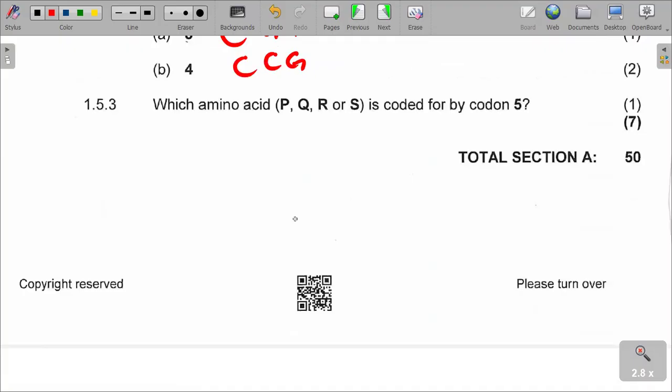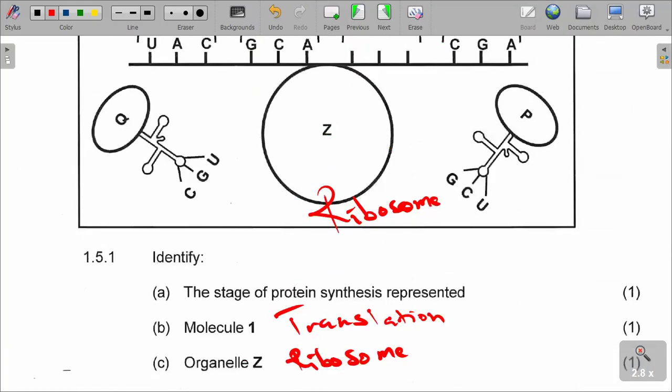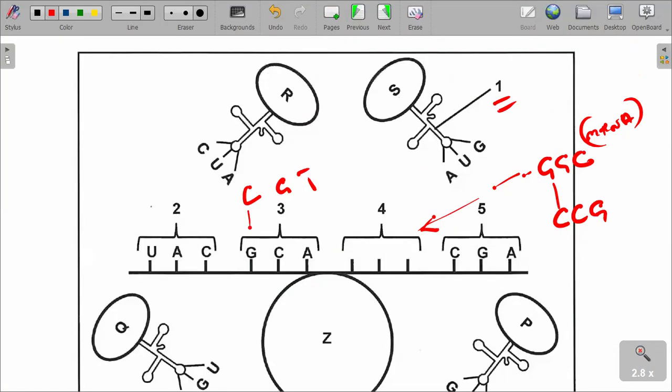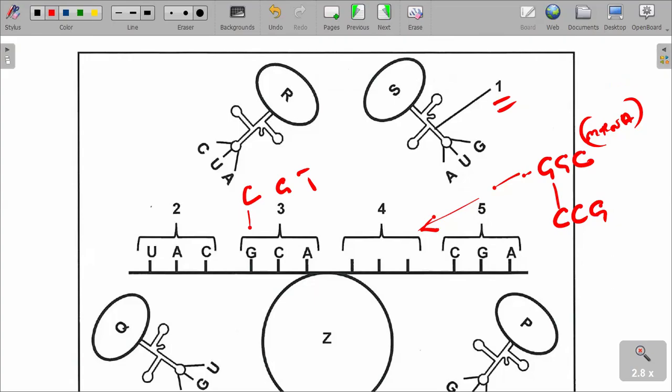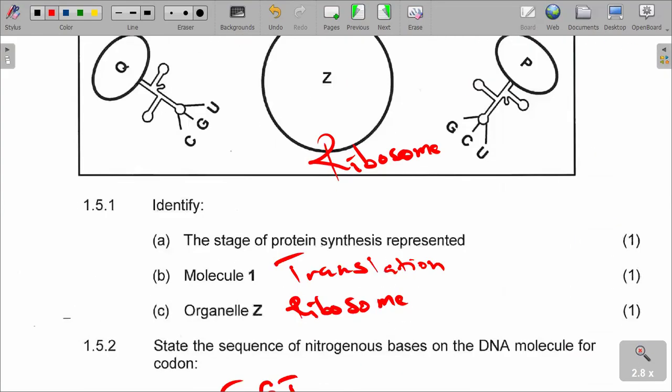Which amino acid is coded for by codon 5? Which amino acid is coded for by codon 5? Codon 5 is CGA. So what we need to understand is that codon 5 is CGA.